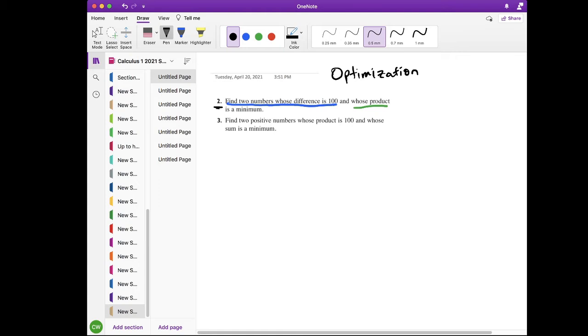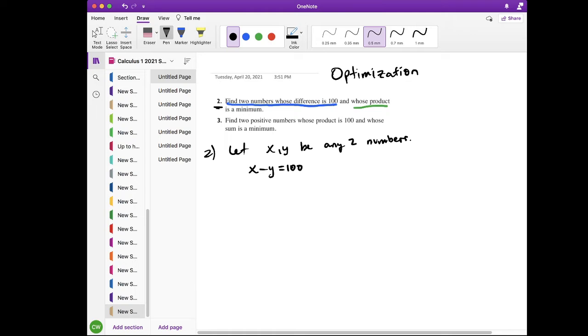Yeah, so this is for number two. Let x and y be any two numbers. So x minus y is equal to 100 is a true statement. That's what we want: two numbers whose difference is 100. And what we want is a product that is minimum.